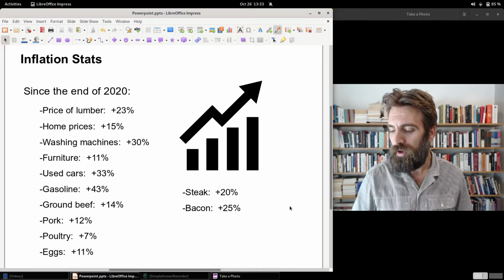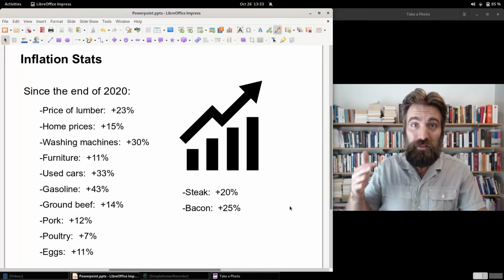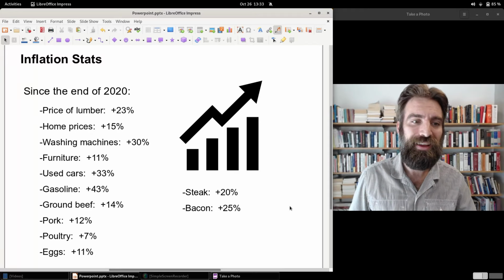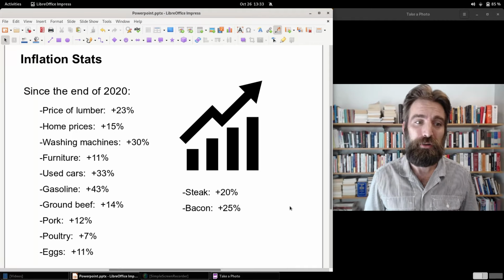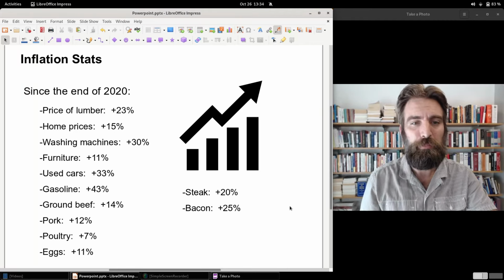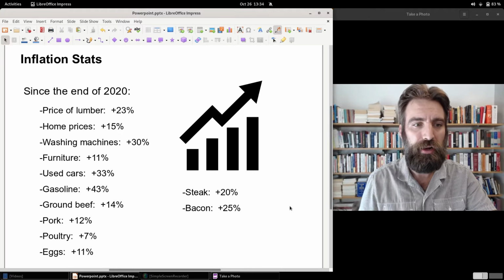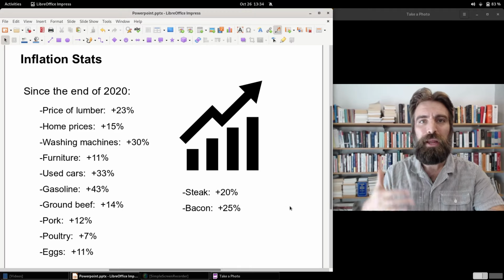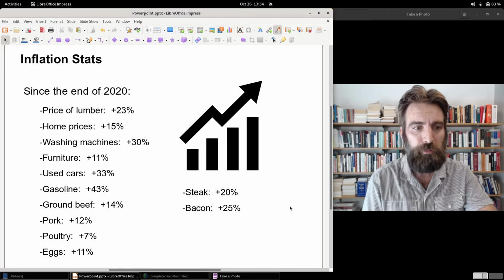My wife and I had to upgrade to a van back in May of this year, and it was hard to find a used car, okay? Or at least a used car that was within our budget. We had to adjust our budget a bit. Used cars up 33%. Gasoline up 43%. It's up more than $1 a gallon here in Tempe. Ground beef up 14%. Makes a difference in the pocketbook of a working class American.